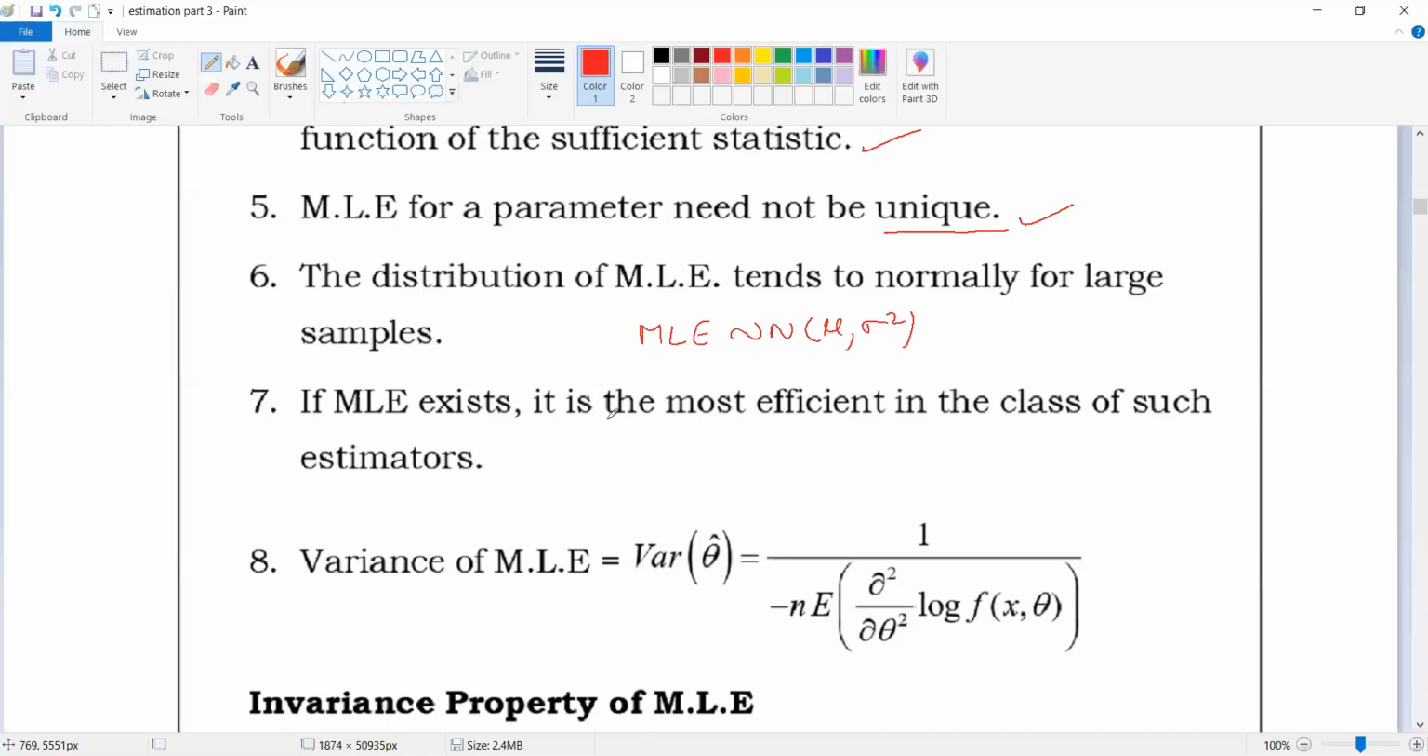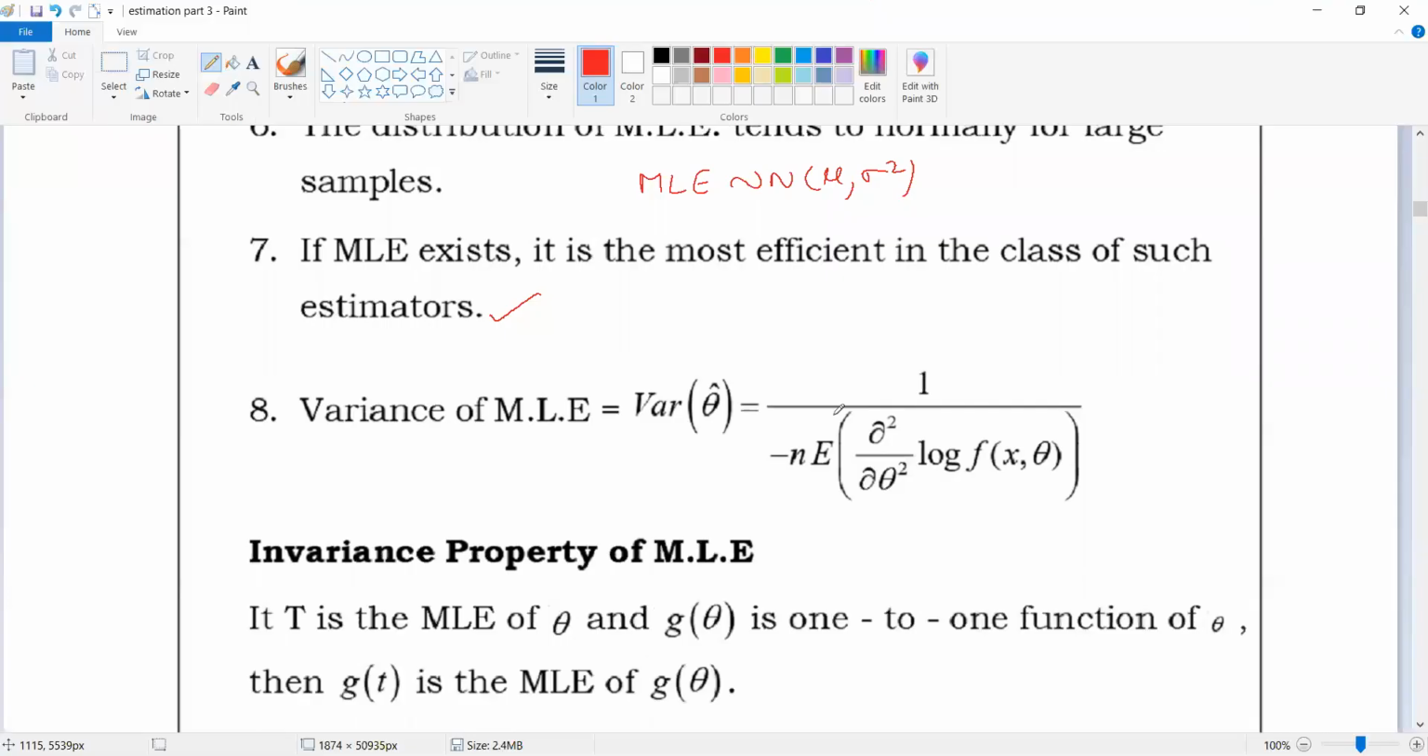If the MLE exists, it is the most efficient estimator in the class of such estimators. Several estimators are there, but the MLE is the most efficient. The variance of the MLE is the least compared to the variance of any other statistic. Generally, MLEs follow a normal distribution, with sigma square being the variance of theta cap, where theta cap is called the MLE.